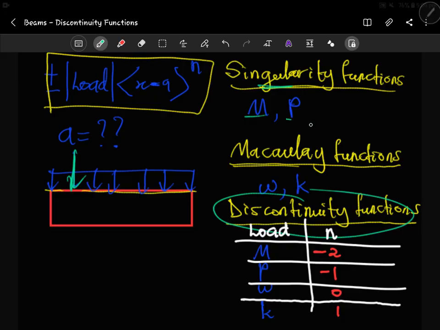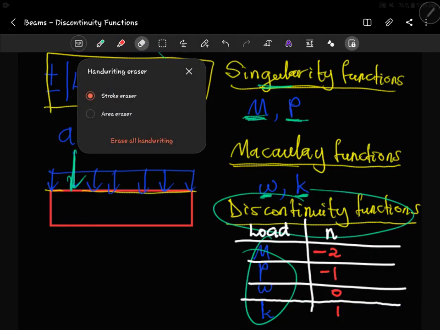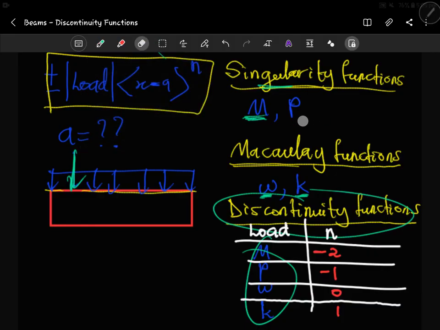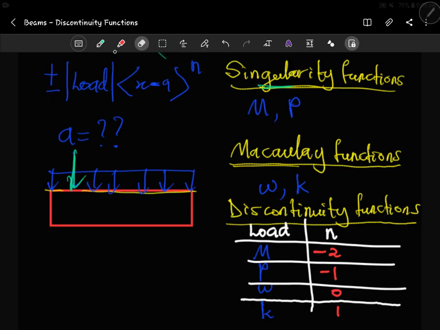So we have the concentrated moment, point load, uniform distributed load, and linear distributed load, and these are what we have here. These four from the singularity and the Macaulay functions are what come together when you write the function together, and we end up getting the discontinuity function. Are you okay? And the basic unit of the discontinuity function is what we have in here, this whole thing here, and then we'll explain every term to see what's actually happening.